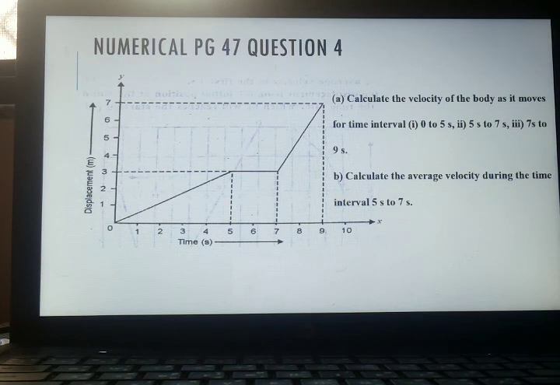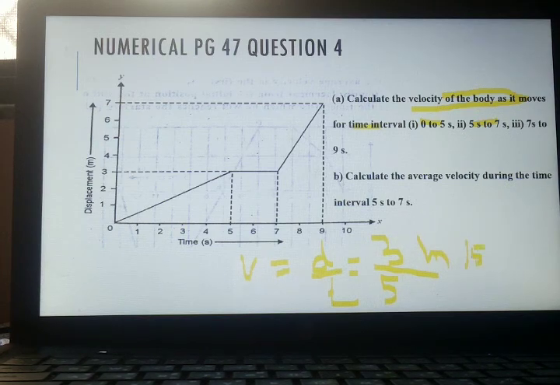Next question, what do we have to calculate? The velocity of the body as it moves in the time intervals from 0 to 5 second, 5 second to 7 second and 7 second to 9 second. We have to first of all find the velocity from 0 to 5 second. What is the formula for velocity? Velocity is distance or displacement upon time. What is the distance travelled from 0 to 5 second? That is 3, so we will be getting 3. And for 0 to 5, what is the time span? That is 5, so we will be getting 3 upon 5 meter per second.